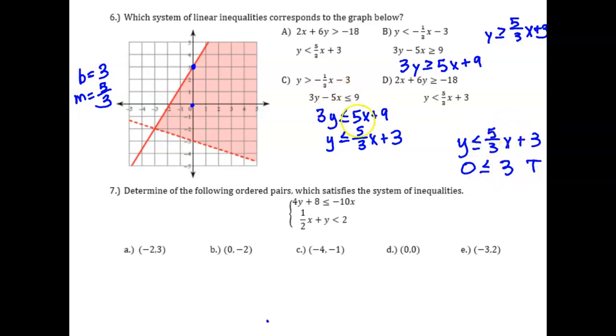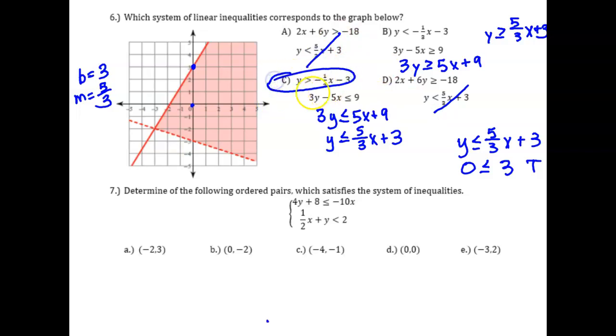So it looks like it would be this one right here. So this would be 5/3 x plus 3, that's less than or equal to. It can't be these two because they're just less than. They don't have the equal to sign. So it looks like the answer is C.